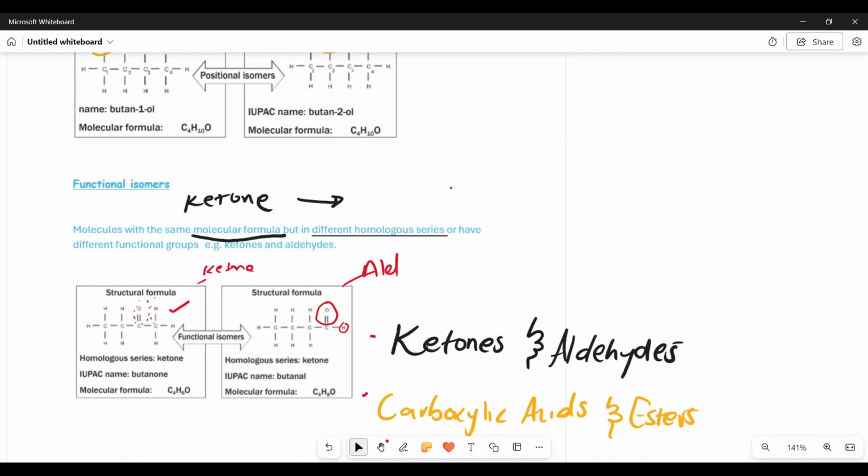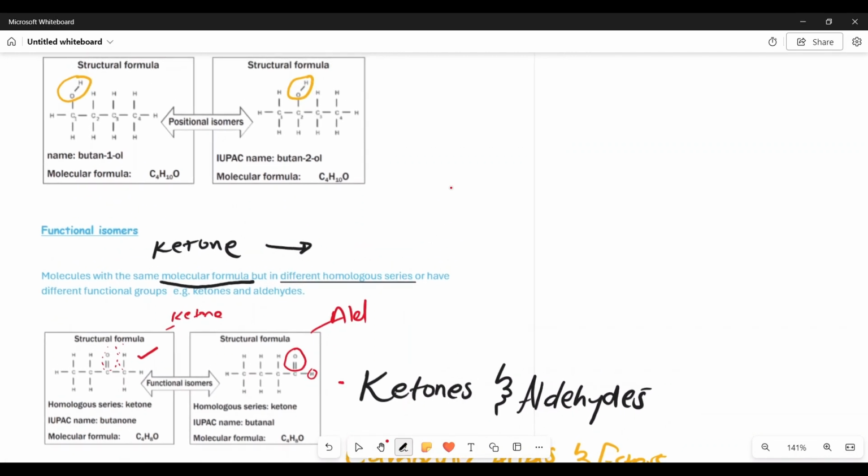Now, let me try and draw this here, or let me make another example with regards to these two. So let's say I have this 1, 2, 3, 4, or let me make them 5. And this is my ketone. This is its functional group, which is here. Now, let me draw the hydrogen atoms.